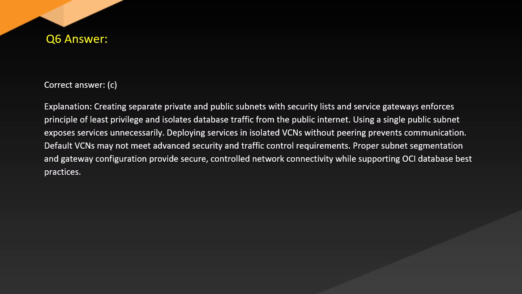Answer. Correct answer: C. Explanation. Creating separate private and public subnets with security lists and service gateways enforces the principle of least privilege and isolates database traffic from the public internet. Using a single public subnet exposes services unnecessarily.